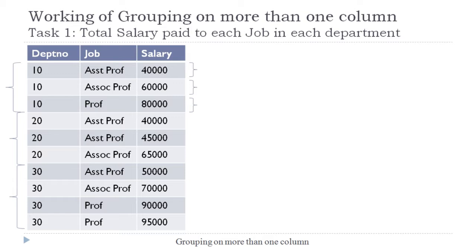In department number 20, we have 2 records for assistant professors. So these 2 records will make one subgroup for department number 20. There is only one record of associate professor in department number 20, so it will make another subgroup. In department number 30, subgroup of assistant professor will have only one record. Same for associate professor, but a professor subgroup will have 2 records. So here we have a group within another group. First we perform the grouping on department number and then within each department number we perform subgroups on job title.